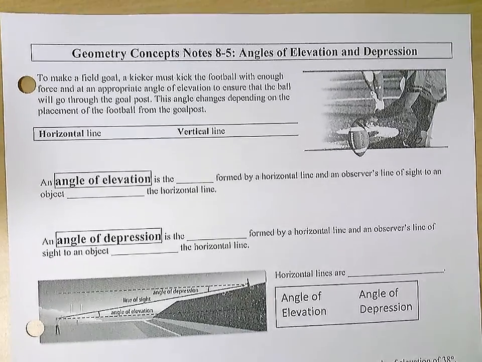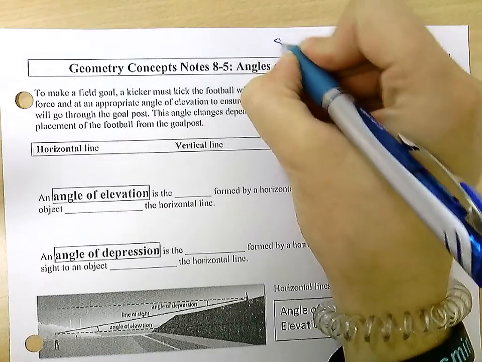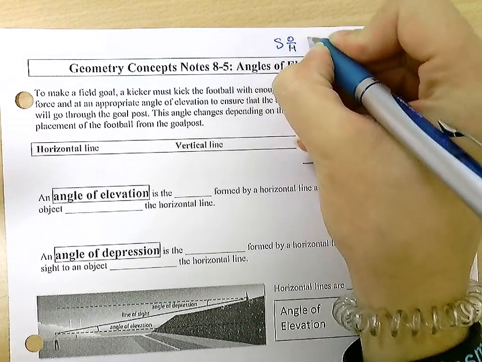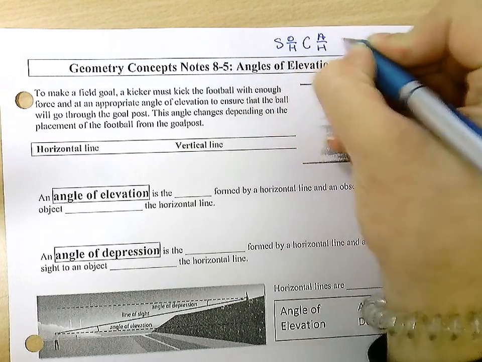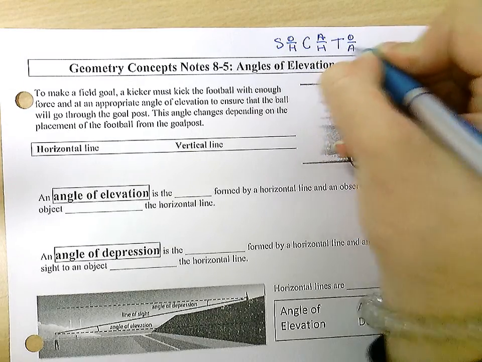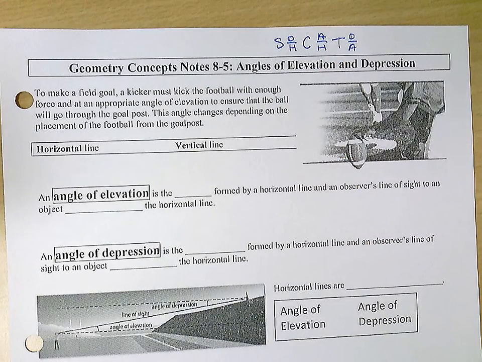There we go. So we are still looking at SOHCAHTOA, so I am going to write that out at the top of my paper. We still want to remember that, so we know which trig ratio to use. Today we're going to go over angles of elevation and depression. So we're looking at different angles.